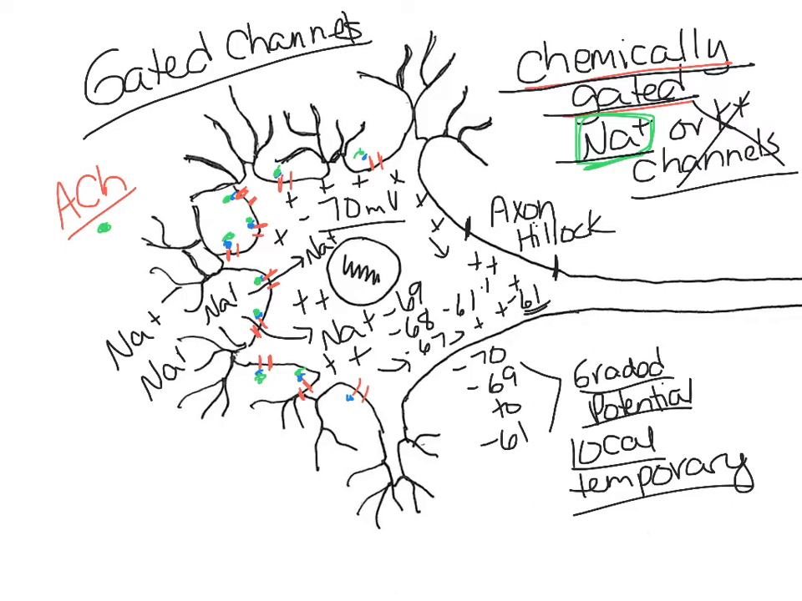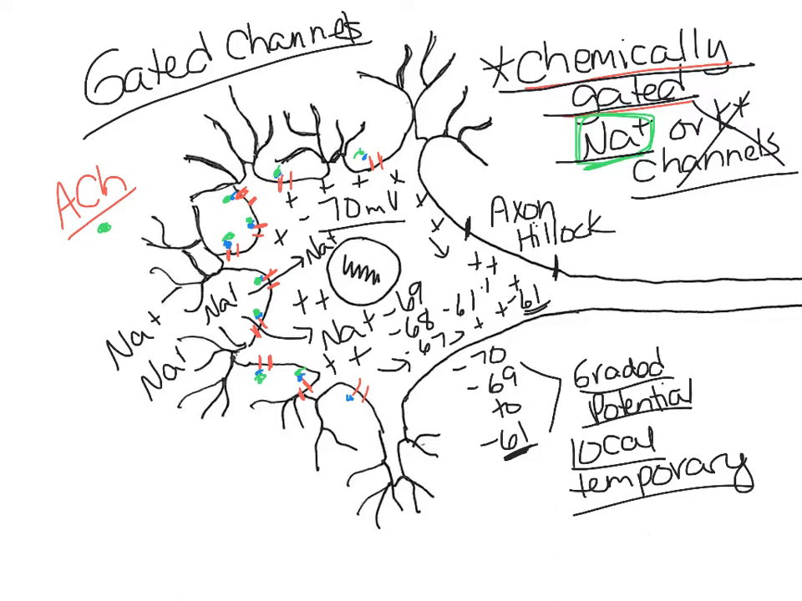So let's talk about, so that's the graded potential. The graded potential is local, it's temporary, it's due to these chemically gated channels on the dendrites and the cell body. It only goes as positive as -61, and then it fizzles out. So that's what a graded potential is, right?